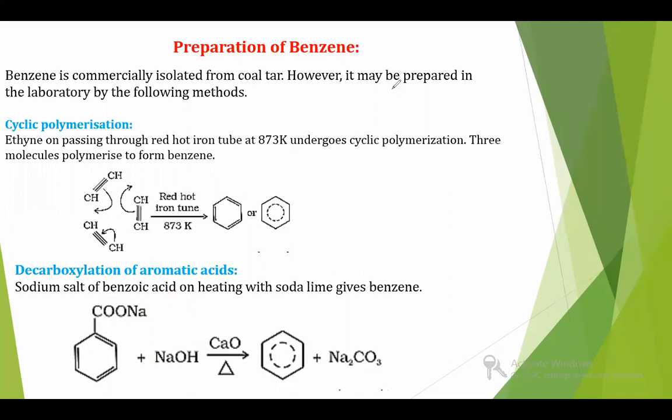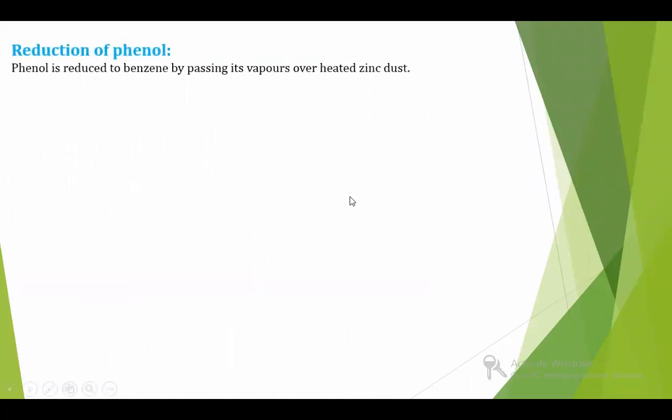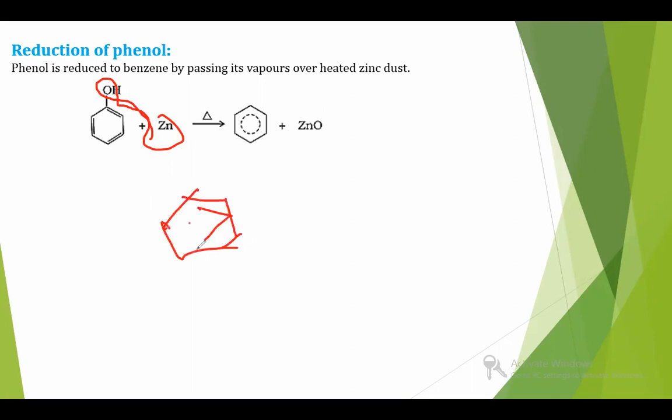That is the second method. And then the third method is reduction of phenol. C6H5OH is called phenol. Phenol is reduced to benzene by passing the vapors heated over zinc. When we treat with zinc dust, zinc combines with the oxygen in that phenol group. So it forms zinc oxide with the formation of benzene. So these are the three methods of preparation of benzene.